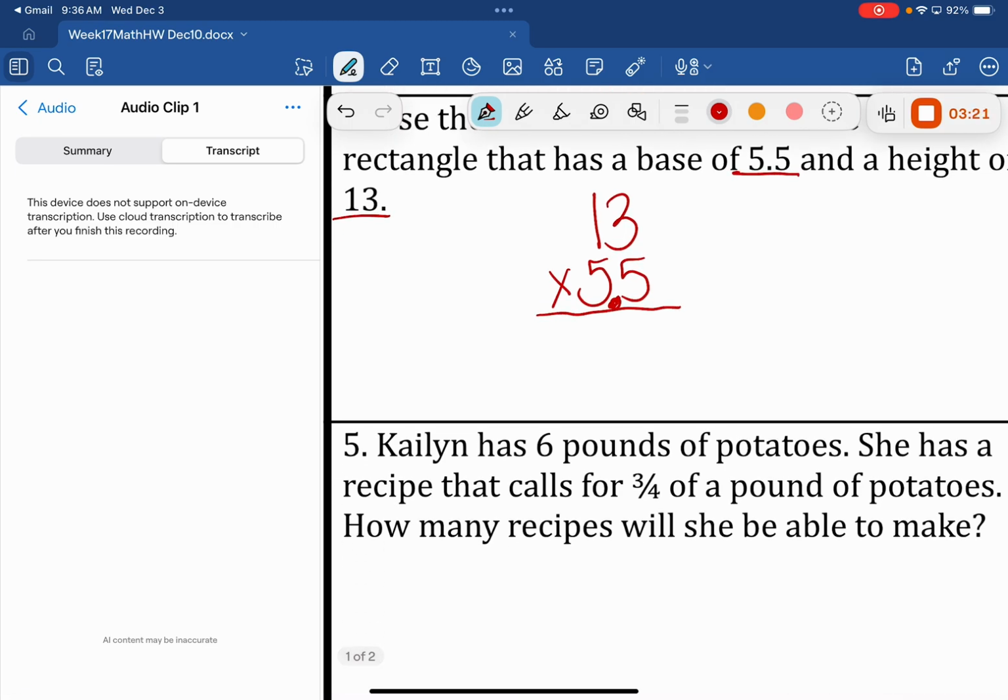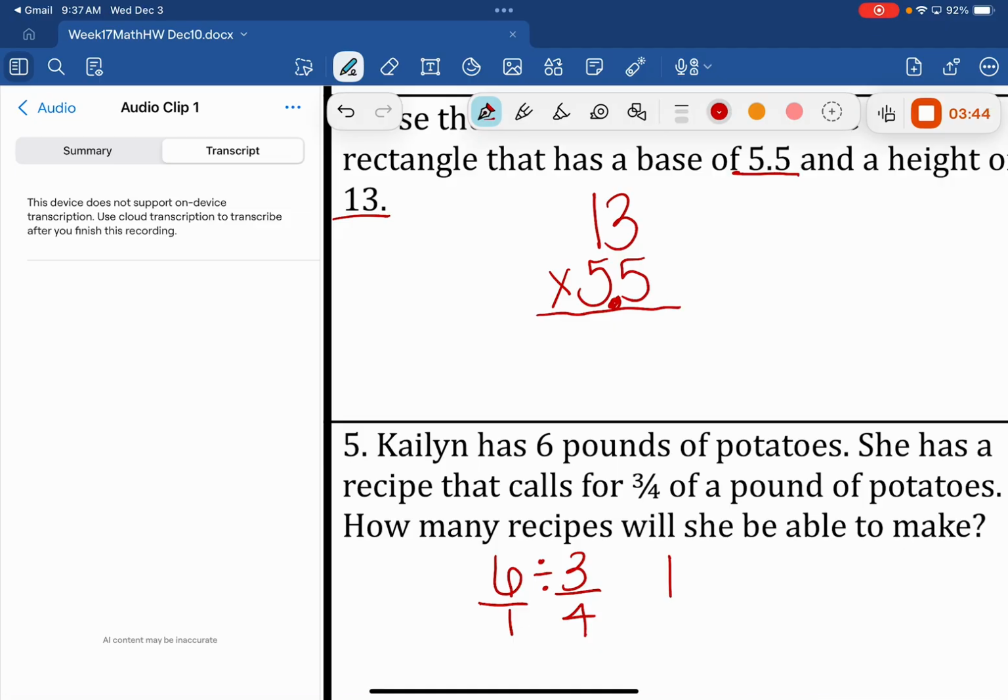Okay. Caitlin has 6 pounds of potatoes. She has a recipe that calls for 3/4 of a pound of potatoes. How many recipes will she be able to make? So we're going to take 6 and we're going to divide it by 3/4. And then to make this easy, I'm going to put a 1 underneath the 6. So they both look fractiony.